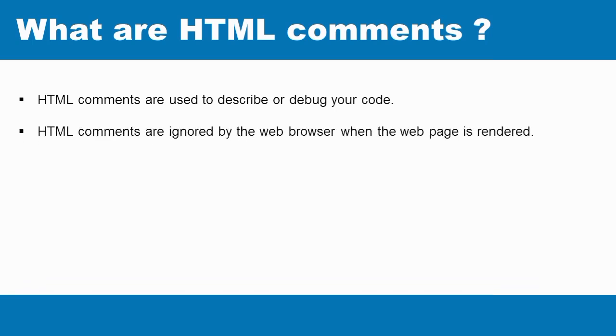Let's take a look at the syntax. Syntax basically refers to how something is written. So this is a typical syntax for adding a comment to your HTML code. You do the less than sign, the exclamation mark, 2 dashes, then you put in the text for the comment, and then 2 dashes again, and then the greater than sign, and that will insert the comment.